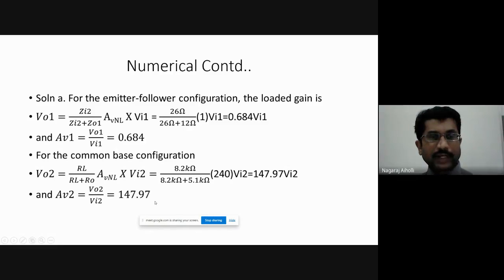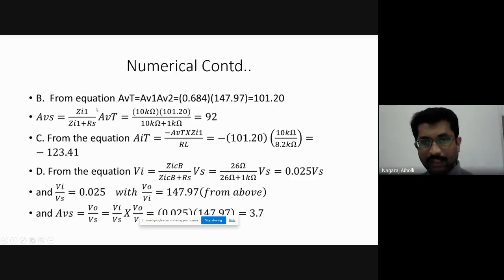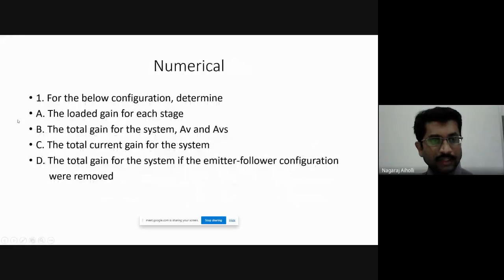Okay. This is part A of the numerical. Next, coming to part B. What they have asked in part B is the total gain, that is AV total and AVS, that is with source resistance, what is the voltage gain and the total voltage gain of the system.